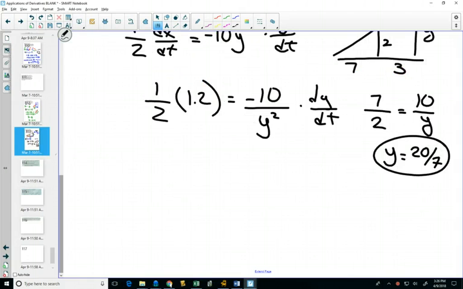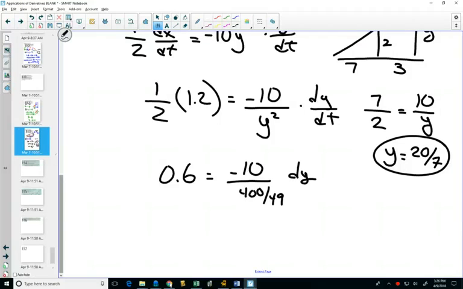Plug that into our equation. So here we have 0.6 equals negative 10 over (20 over 7) squared, dy dt.